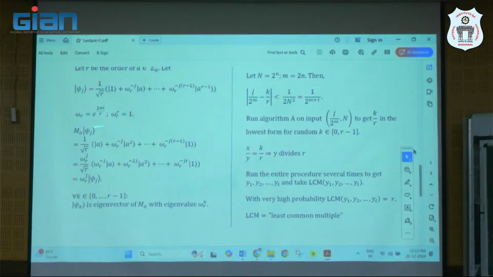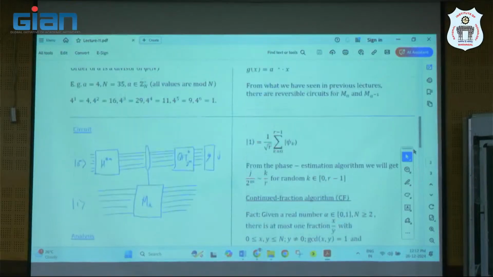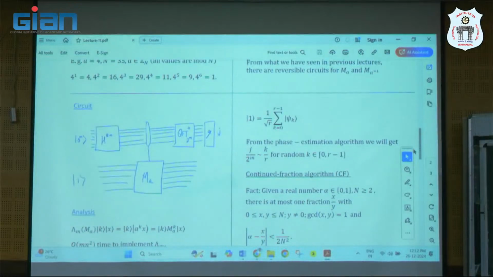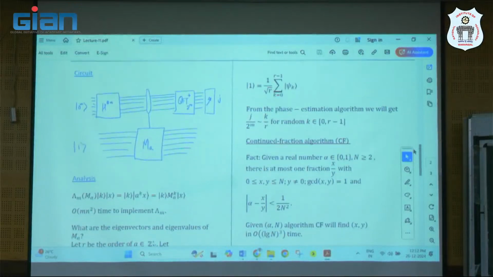So we found that psi_k is an eigenvector of MA with eigenvalue omega_r^k. Till now okay? Good. Later what we will do is see that |1⟩ we can write as a uniform superposition of the psi_k's.